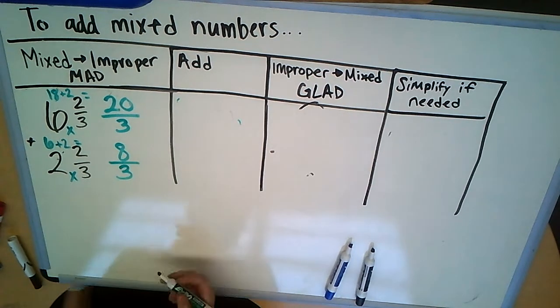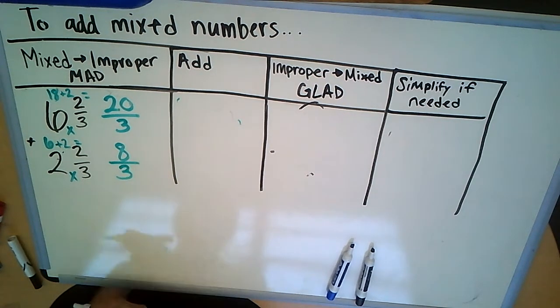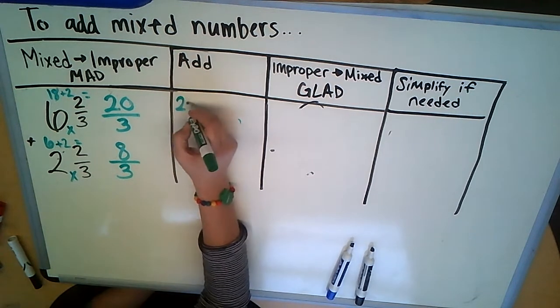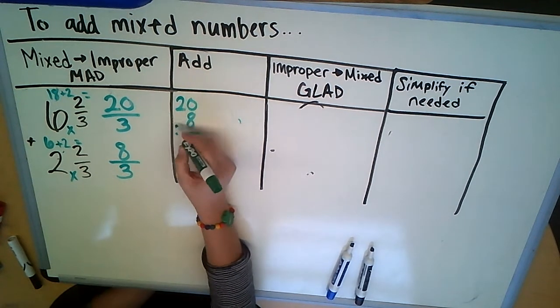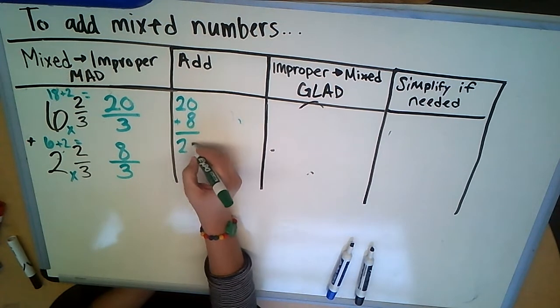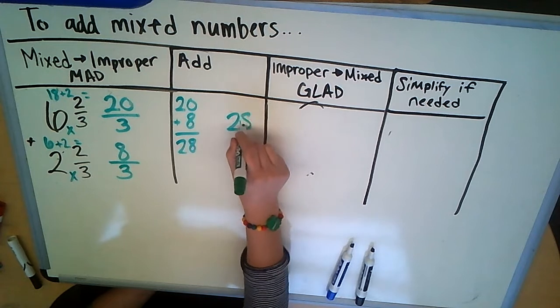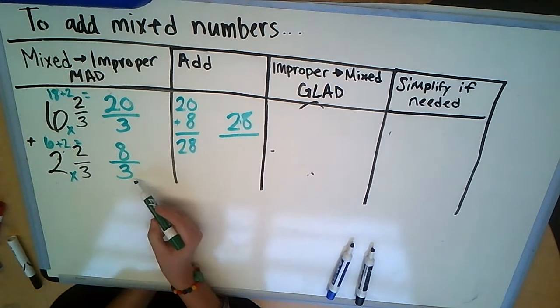Okay, now we need to add them. Again, the denominator stays the same, so we just need to add the numerators. 20 plus 8 is 28. Okay, so that's our numerator. And the denominator stays the same, which is 3.